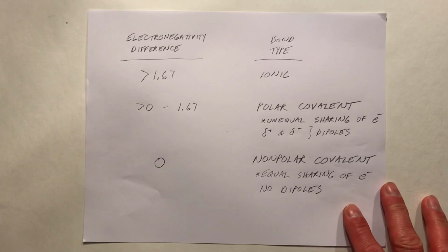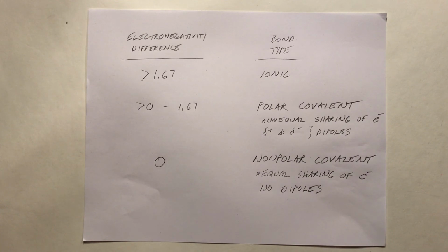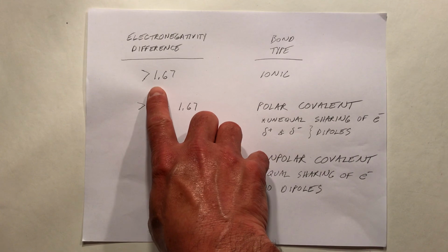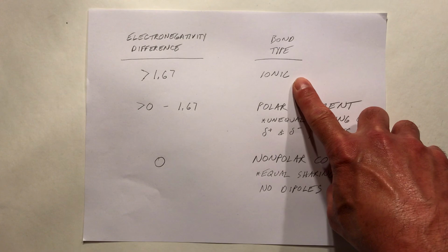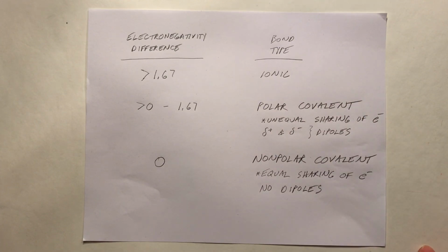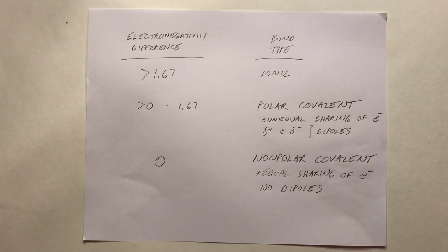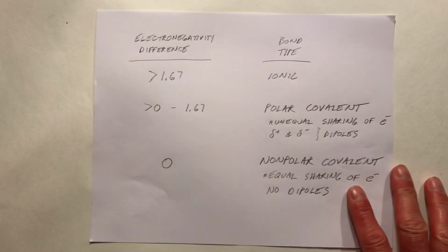Now, one way we can predict bond type quantitatively is to look up electronegativity values for elements. We subtract the larger electronegativity value minus the smaller electronegativity value for two elements in a bond. If the difference is greater than 1.67, then we say that the bond between those two elements is ionic. If the difference is greater than 0 and up to 1.67, anywhere within that range, we would say the bond is polar covalent. This is where we have unequal sharing of electrons.